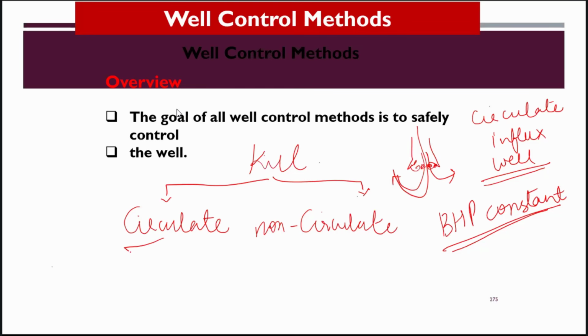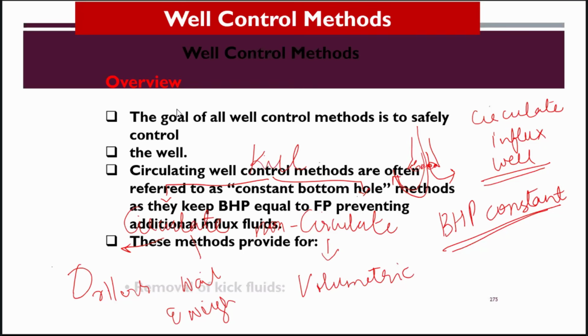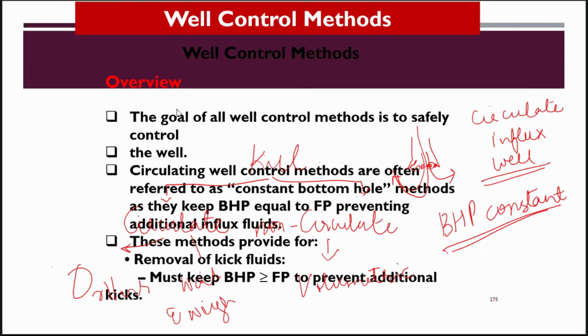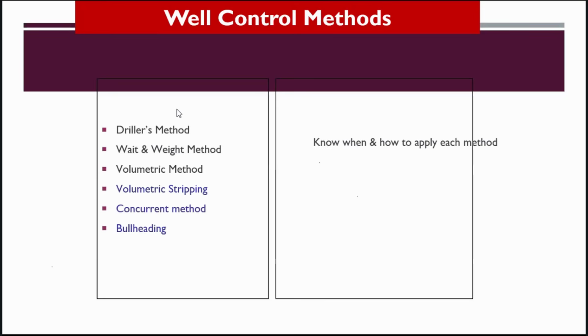In circulating, you have two types. One is driller's method and one is wait and weight method. Okay. And in non-circulating, you have volumetric method. If due to some reason you are unable to circulate, then you use this non-circulating method, which is volumetric method. But in all the methods, the main idea is to keep the bottom hole pressure constant while circulating out the kick. So there is driller's method, wait and weight method, volumetric method. Okay. Many others are also there, but these three are important.